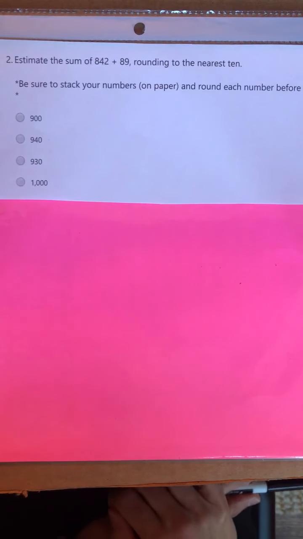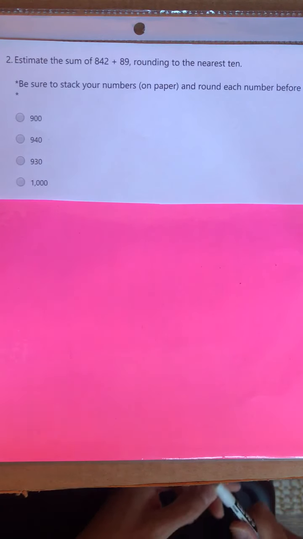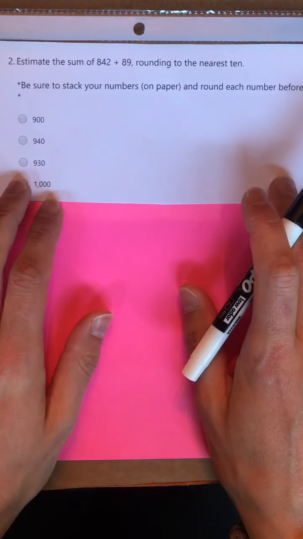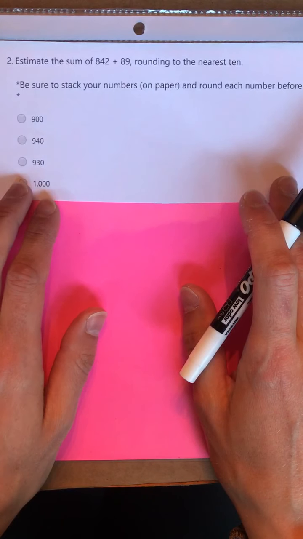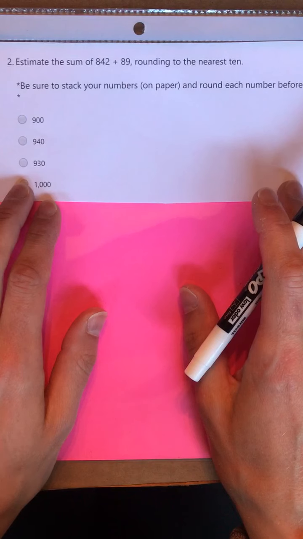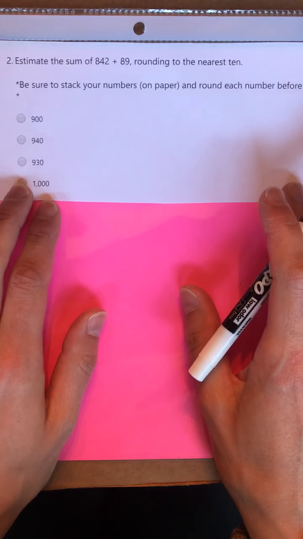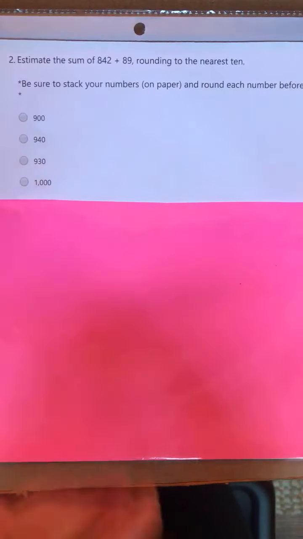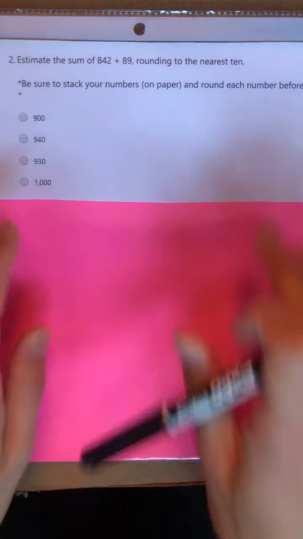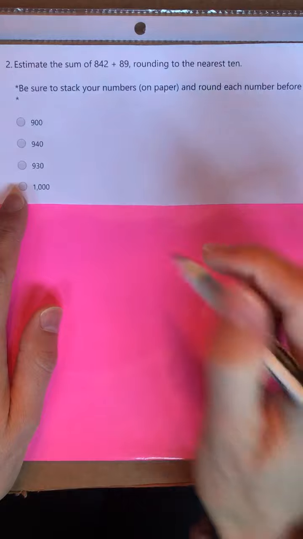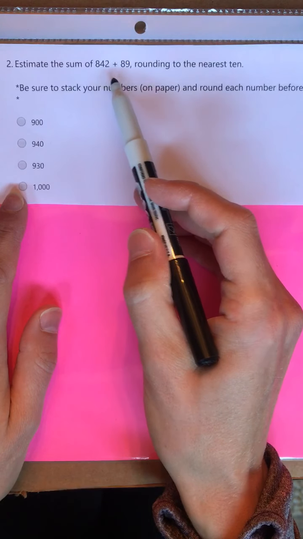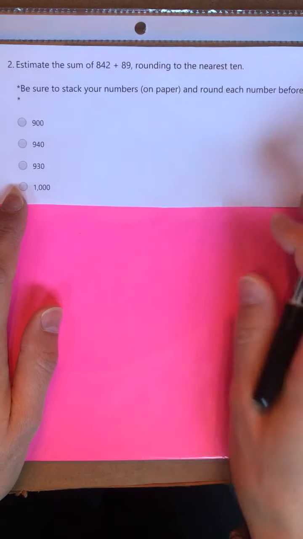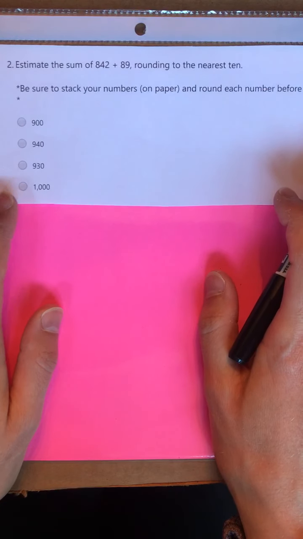Hi everyone, today's video is going to help you as you work through quiz number 10. Just a reminder, there are visuals attached to this Flipgrid that you can use to help you as you round numbers to the nearest 10 and to the nearest 100. Let's take a look at number 2 together. Number 2 says, estimate the sum of 842 plus 89, rounding to the nearest 10.